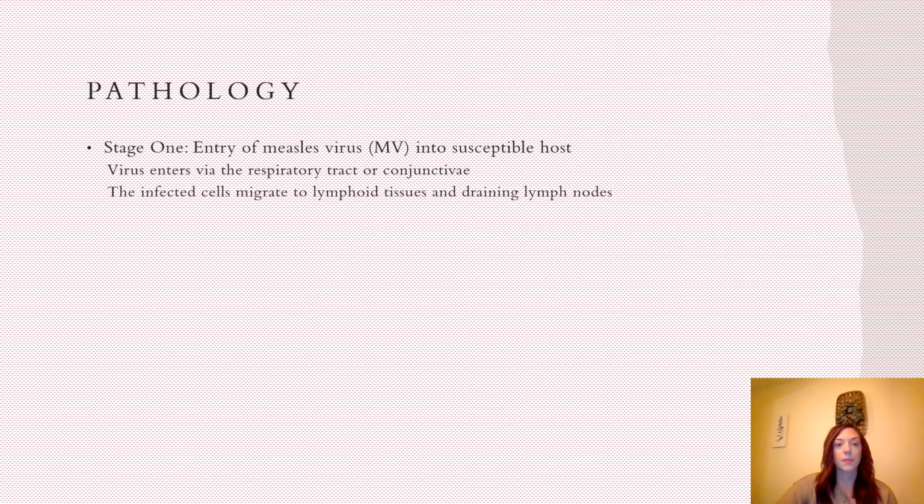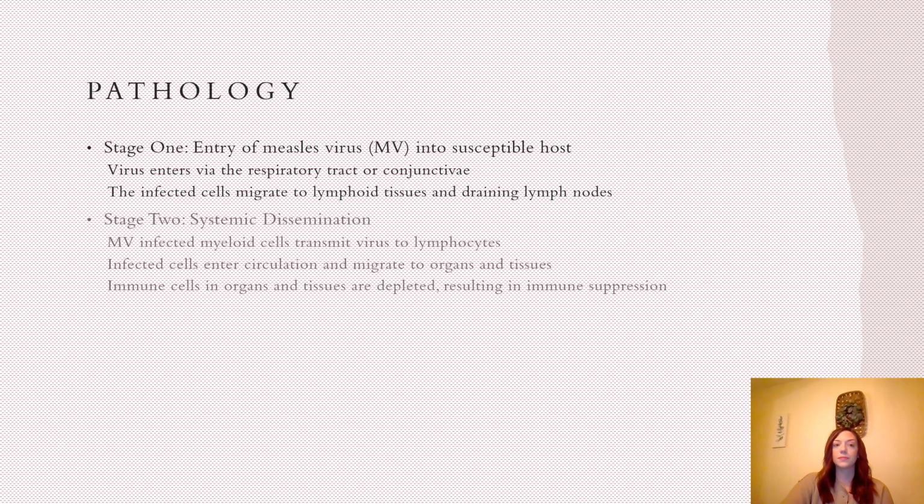In stage 1 of the pathology of the measles, virus enters a susceptible host. The virus is going to enter the host through the respiratory tract or conjunctiva. The infected cells are going to migrate to lymphoid tissues and draining lymph nodes.